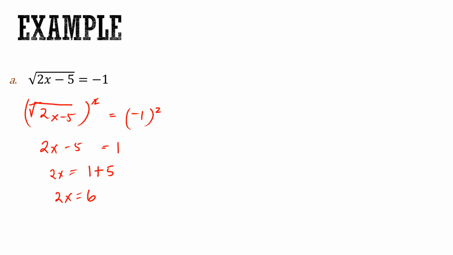Next step is to eliminate the numerical coefficient of x, which is 2. To eliminate it, we will simply divide both sides by 2. So x now is equal to 6 divided by 2, which is 3.